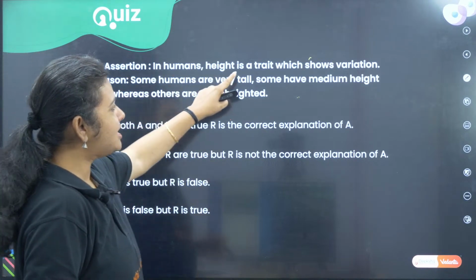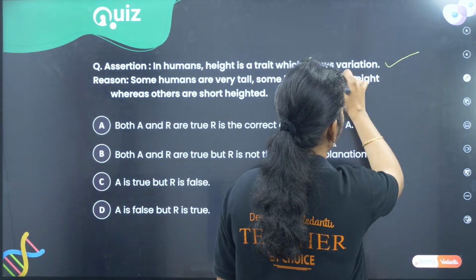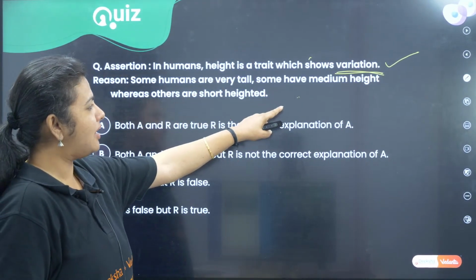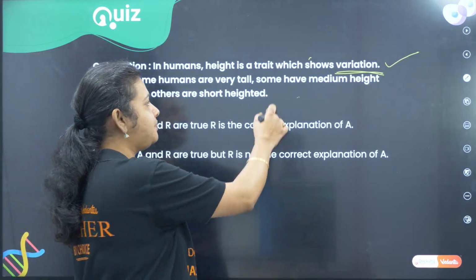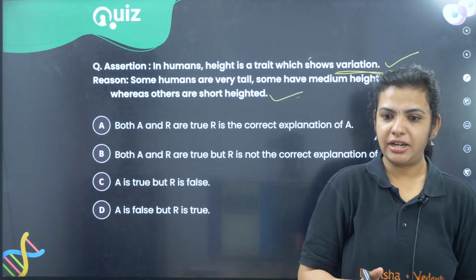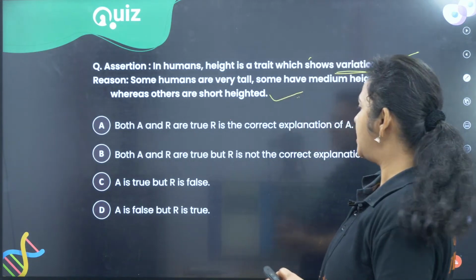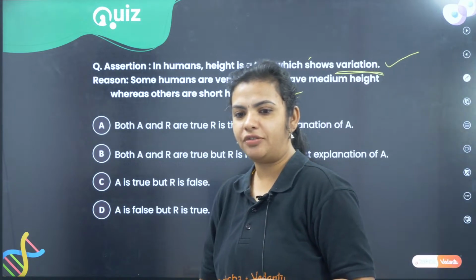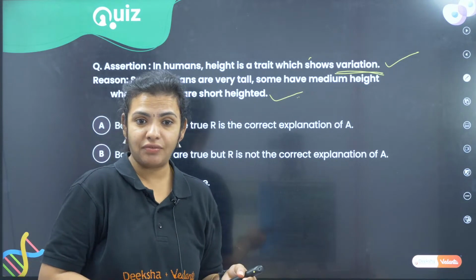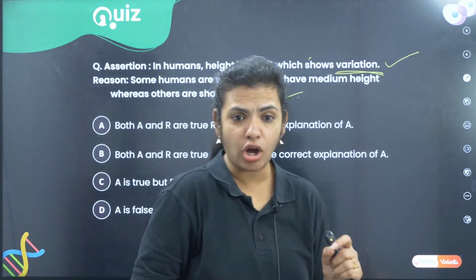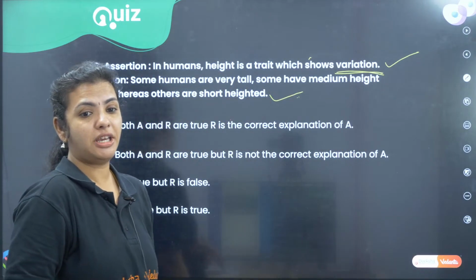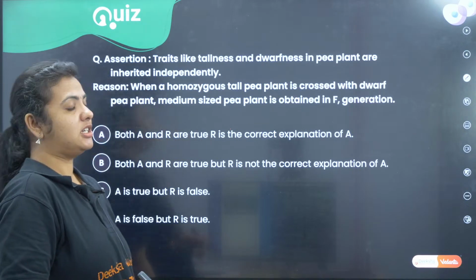Okay. So, in humans, height is a trait which shows variation. Yes, definitely. In humans, some are very tall, some have medium height, some are short height. Correct? Which means it is giving us variety here. Right? So, why is Purvika changing the answer? You are giving different answers. Your previous answer was correct. So, here we are seeing variations, that both the assertion and reason are true, and the reason is going to be the correct explanation of the assertion.